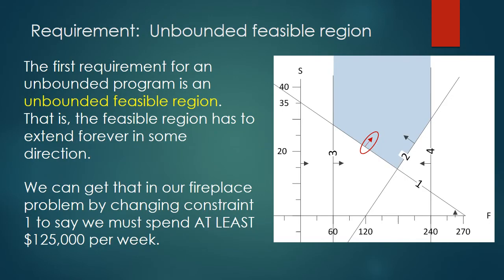Here's an example of what the feasible region might look like in a potentially unbounded program. I've just reversed the arrow on constraint line 1 to basically say you have to spend at least $125,000 in our fireplace problem.